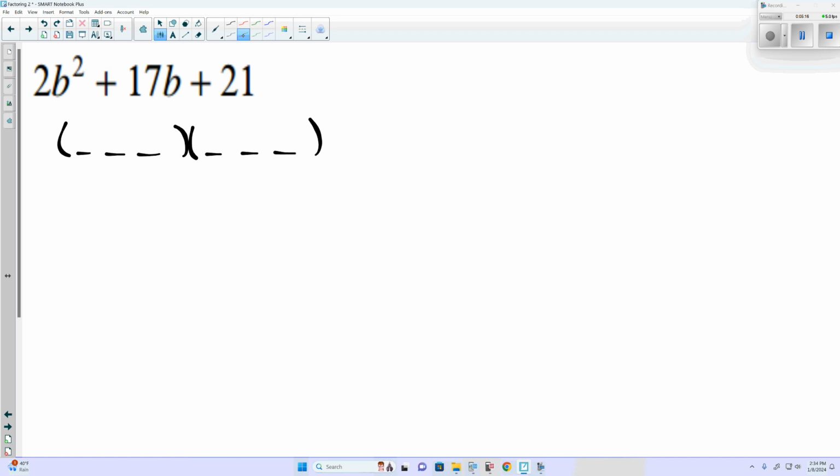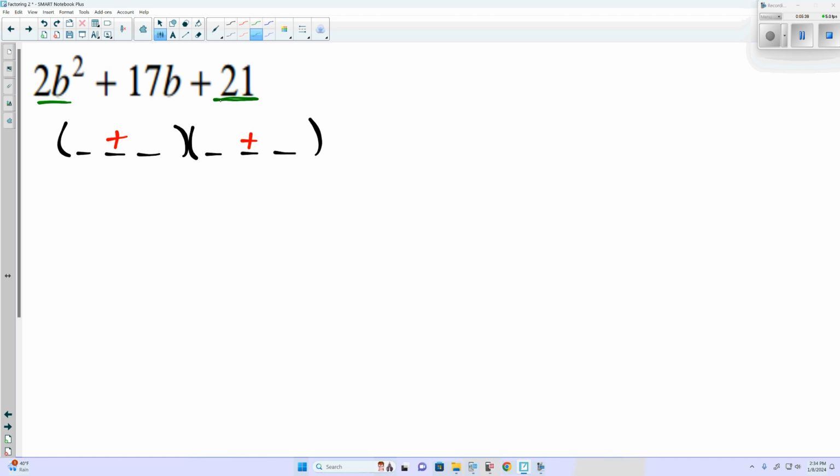Two sets of parentheses with three spaces. The third term is positive, so the signs are the same and match the sign of the middle term, which is also positive. So our two signs are plus and plus. Now we need to find the factors of the first and third term.